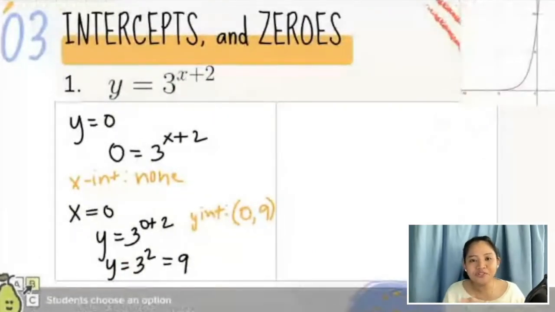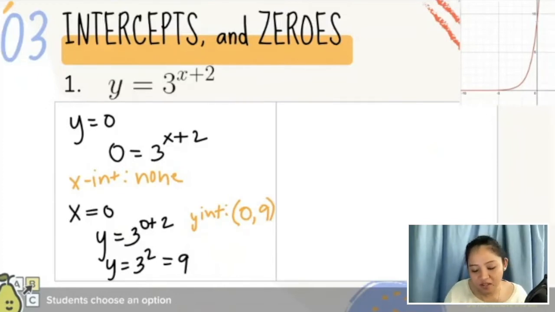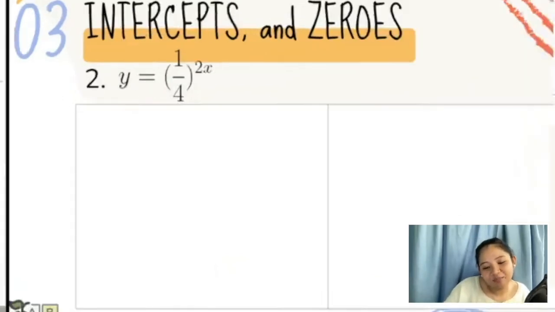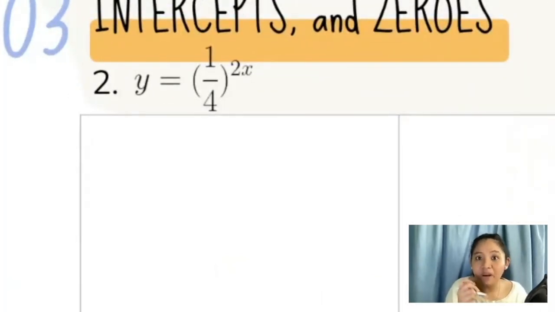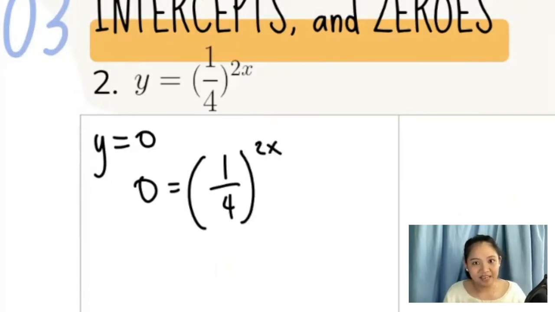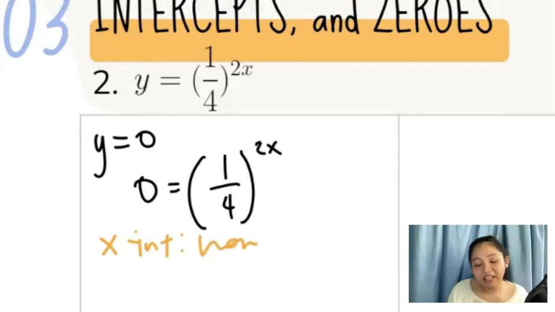Okay, for the zeros is just another term for your x-intercepts. So, since ang x-intercept natin is none, let's try this one. You can try and guess in our pair deck which among our options would give you the correct intercepts and zeros. For this, example number 2, let's try to look for our x-intercept first. So, for x-intercept, that's y equals 0. 0 equals 1/4 raised to 2x. If we're going to explore this, kahit mag-shift solve tayo sa calculator, wala tayong makukuha for x-intercept. It's because wala tayong number na pwedeng ipasok dito. Pag may multiply sa 2, tapos ginawang exponent ng 1/4, ang makukuha natin is 0.